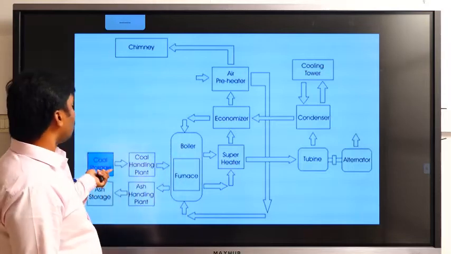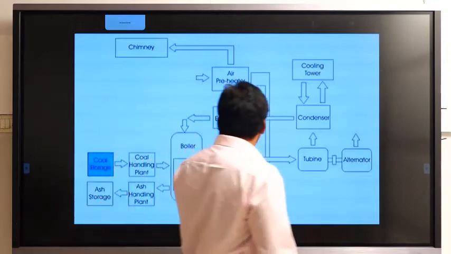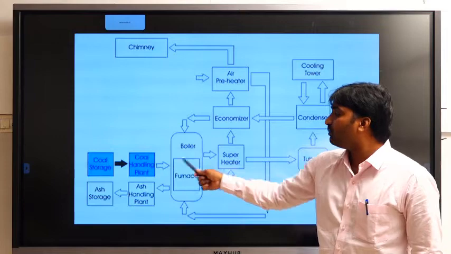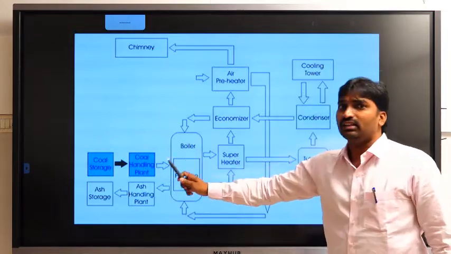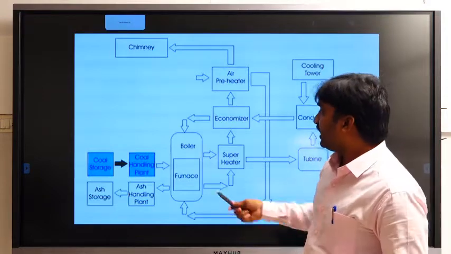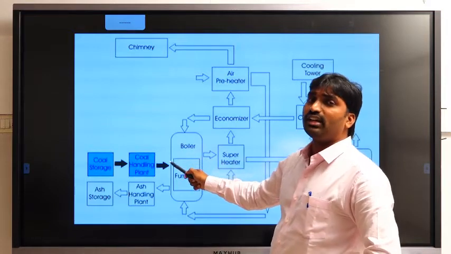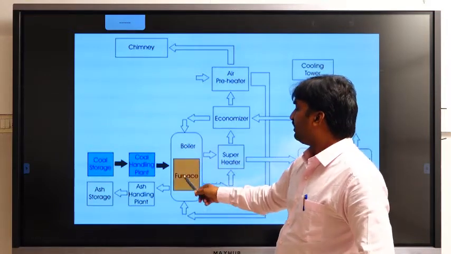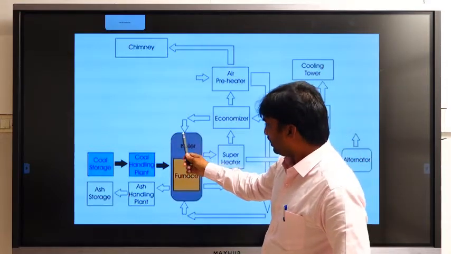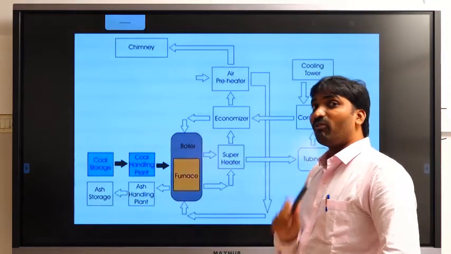So see here coal storage. We need to store the coal and we need to supply the same coal to the plant by using a coal handling plant. The coal is supplied to the furnace. In the furnace we are giving heat to fire the coal. From the furnace the heat is absorbed by the water in the boiler. Okay, so here we are using a furnace for firing of coal, and the heat is absorbed by the liquid in the boiler. That water is converted into steam, but it contains some water content.